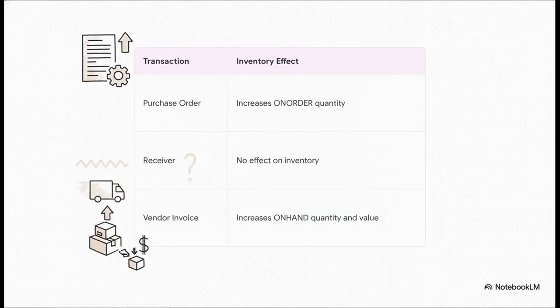Now consider how these mechanics interact with your inventory subledger. It's pretty cool. A purchase order? That increases your on-order quantity. It builds up your supply pipeline, but it doesn't actually touch the balance sheet yet. Then you have a receiver document, which usually has absolutely no effect on your inventory valuation. It's not until the actual vendor invoice is posted that your on-hand quantity and value finally increase, and then the system automatically goes back and reduces that initial on-order quantity.